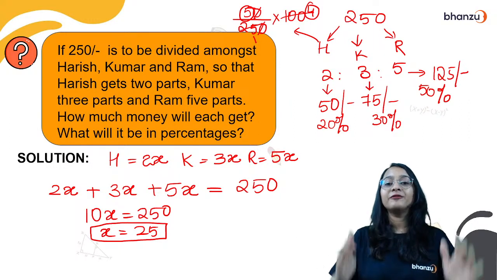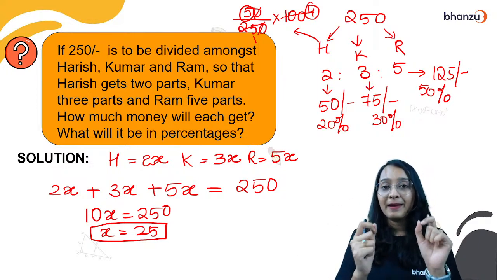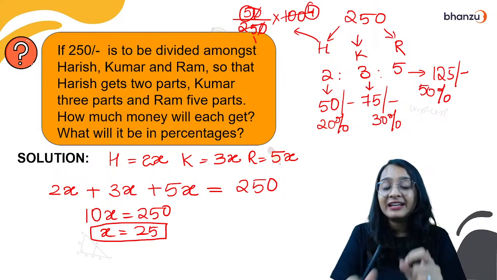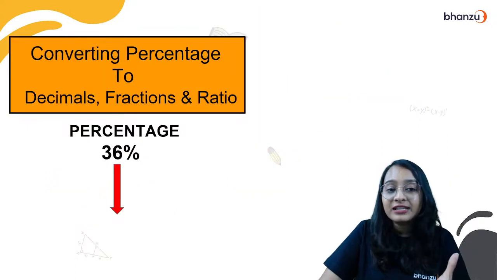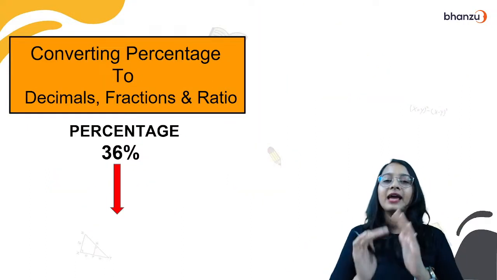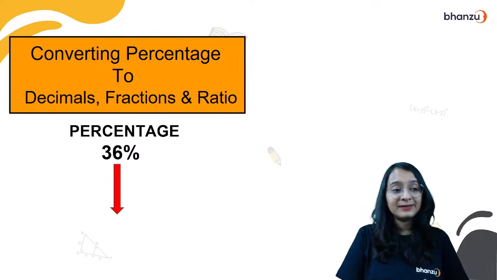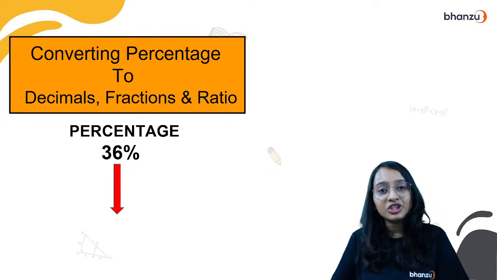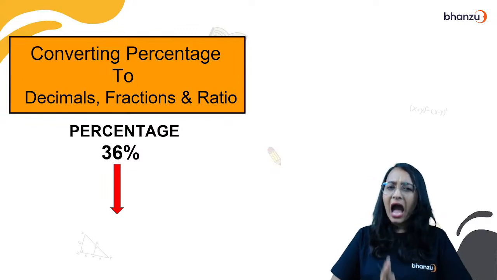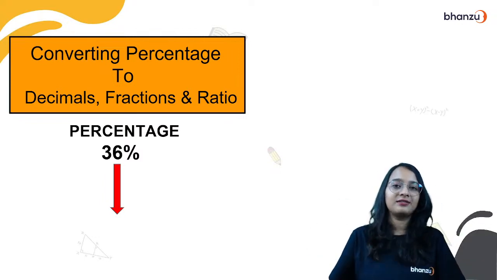So whenever you have to convert anything into percentage, please make sure that you remember this concept. You have to first find out how much fraction of it is available and then multiply it with 100 and convert it into a percentage. We have seen how to convert a decimal, a fraction, a ratio to percentage. Now, how about converting percentages to decimals, fractions and ratios?